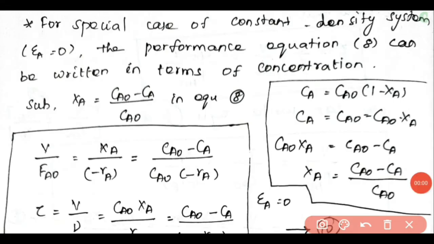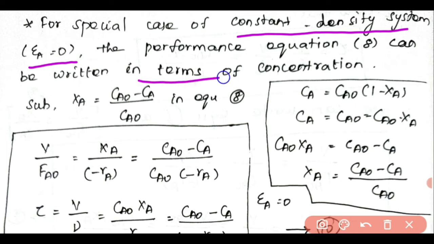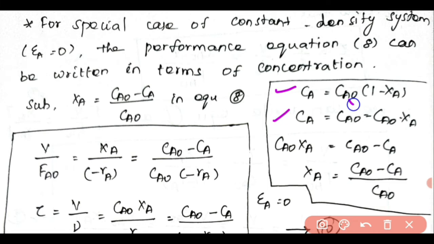Okay, so we will derive the performance equation for a constant density system, that is, at epsilon A equal to 0. So here we are going to derive it in terms of concentration. We know that the concentration Ca is equal to Ca naught into 1 minus Xa, so you can write Ca is equal to Ca naught minus Ca naught Xa. Then Ca naught Xa is equal to Ca naught minus Ca, and Xa is equal to Ca naught minus Ca divided by Ca naught.